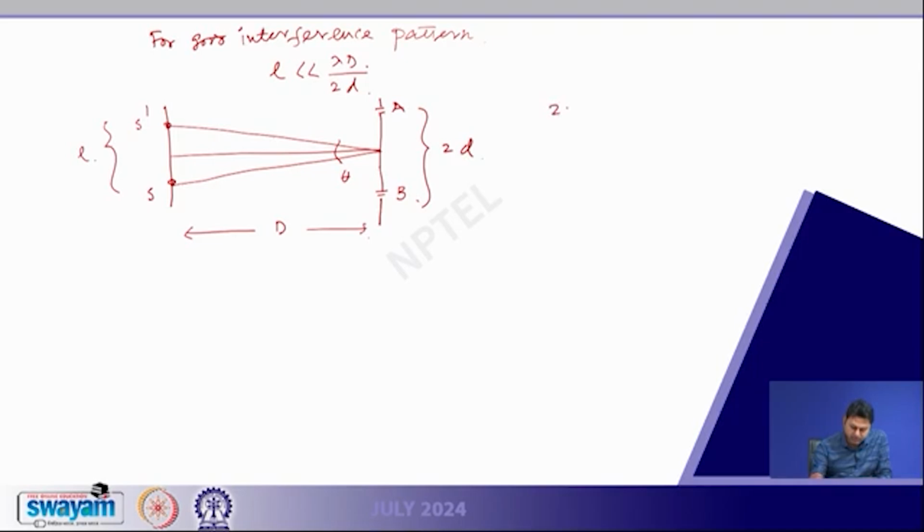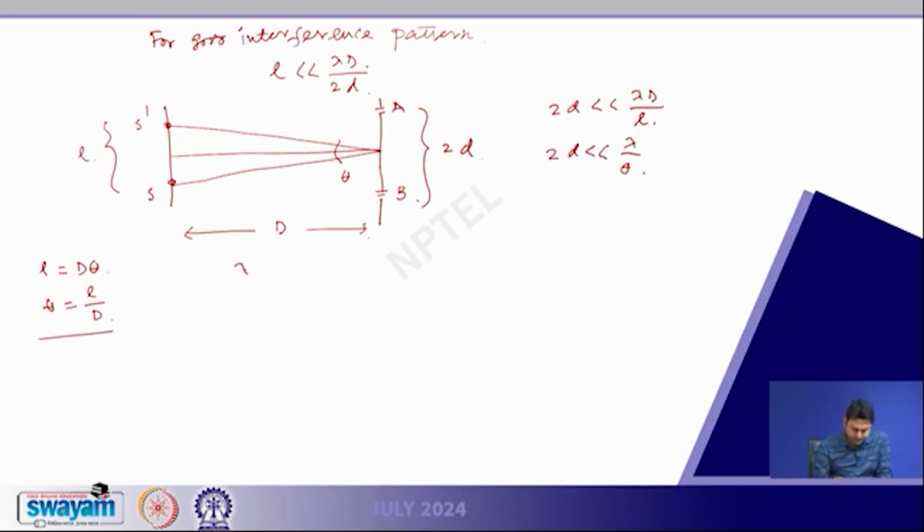So 2D, we already found, has to be very much less than lambda d divided by L. Same equation I am writing here. If I write in terms of angular separation, 2D has to be very much less than lambda divided by theta, because here we can see that L is equal to d into theta for small theta, and theta is equal to L divided by d. So that value I put here, L divided by theta. That is the angular separation.